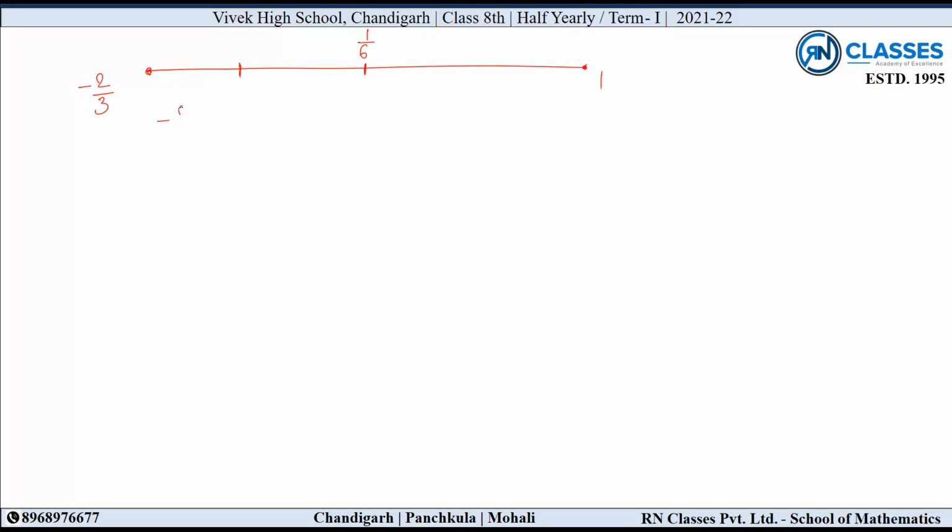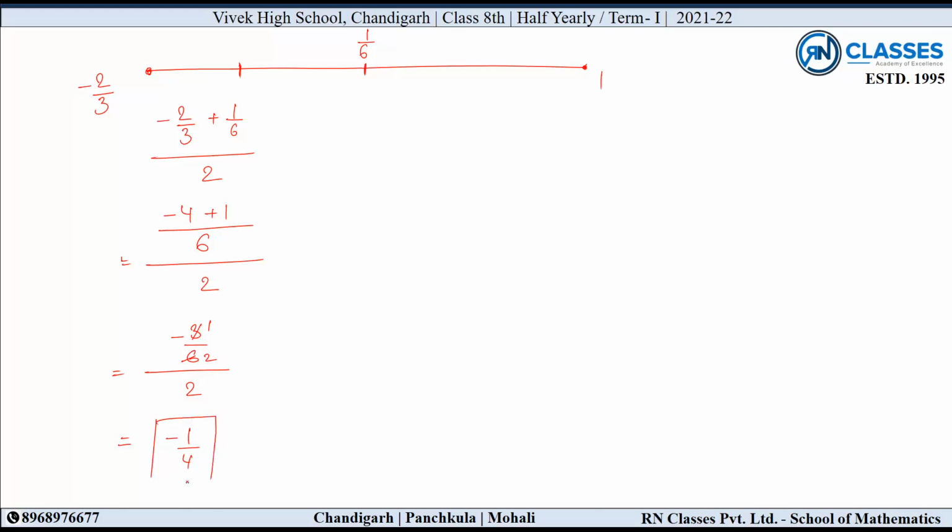कैसे आएगा? -2/3 plus 1/6 divided by 2 using mean method. Right? LCM would be 6. 3 2s are 6, so 2 2s are 4, -4 plus 1 whole divided by 2. Right? Next, minus 4 plus 1 is minus 3 by 6 whole divided by 2. So 3 ones are 3, 3 twos are 6, minus 1 by 4. So this number would be minus 1 by 4. एक और नंबर मिल गया. We have to find 3.